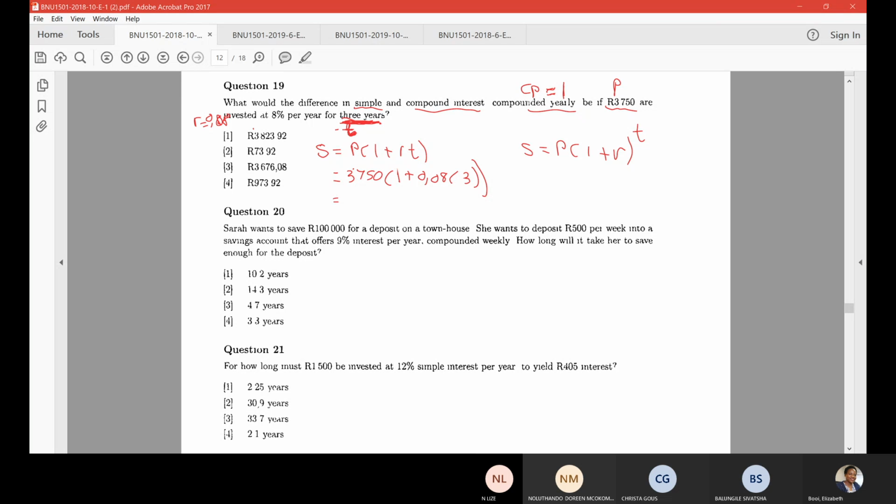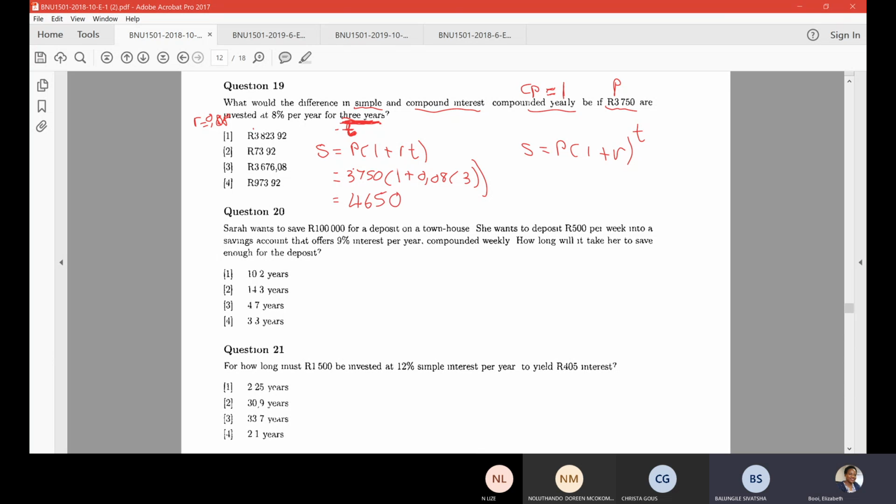When I'm saying 3750 bracket 1 plus 0.08 divided by 1 times 3, we're getting the answer 4,650.